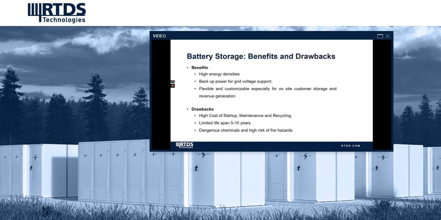Benefits of battery systems include high energy densities, providing backup power supply for grid voltage support, and a flexible and customizable solution for on-site customer storage and revenue generation. Drawbacks of batteries are the high cost of startup, the maintenance, and the recycling. Batteries have limited lifespans of about 5 to 10 years, with dangerous chemicals which pose a high risk of fire hazard.